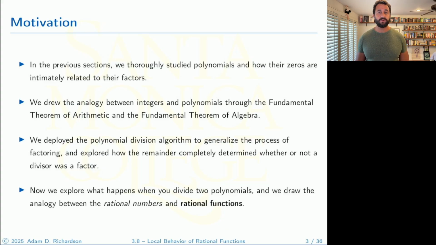All right, so in the previous sections, we very thoroughly studied polynomials and how their zeros are intimately connected to their factors, right? We drew the analogy between integers and polynomials via the fundamental theorem of algebra and the fundamental theorem of arithmetic. We deployed the polynomial division algorithm to generalize the process of factoring to polynomials, and we explored how the remainder completely determined whether a divisor was a factor or not, right?